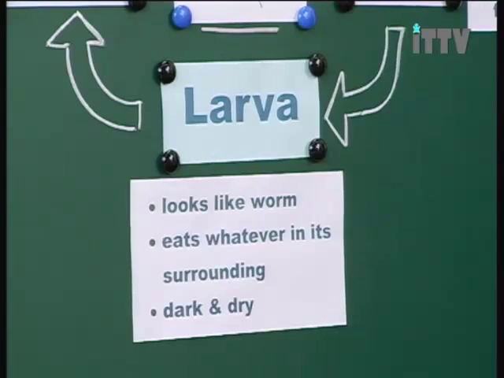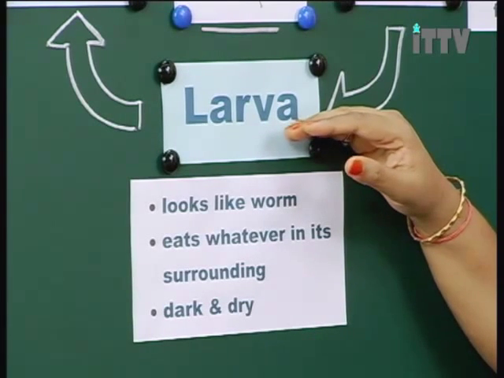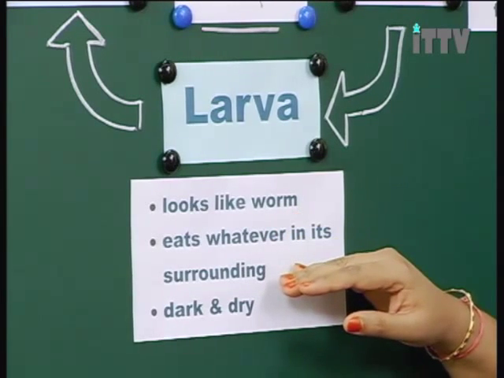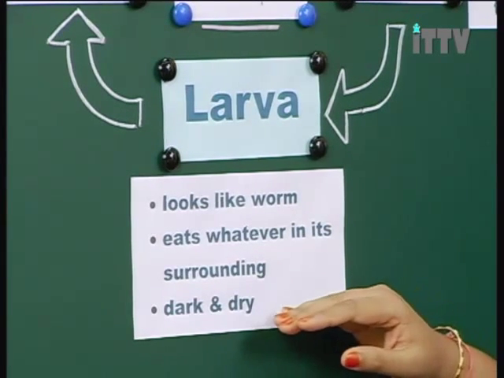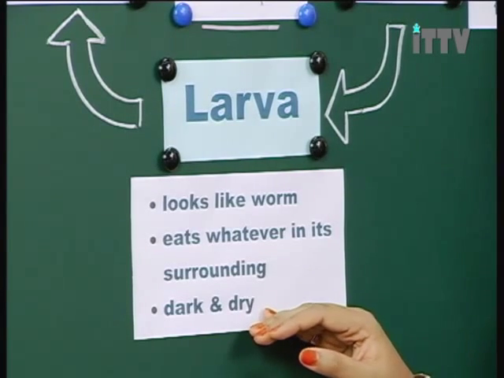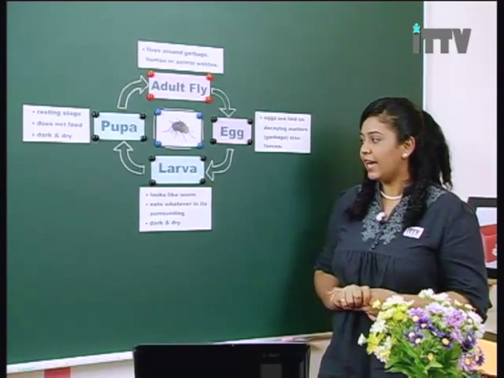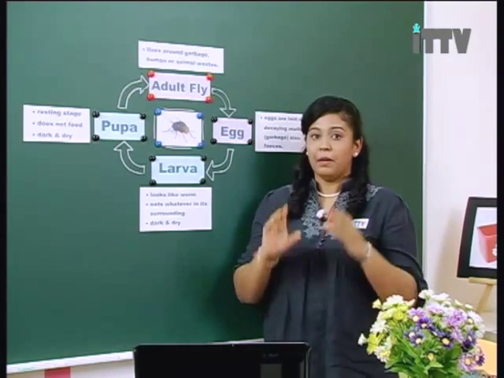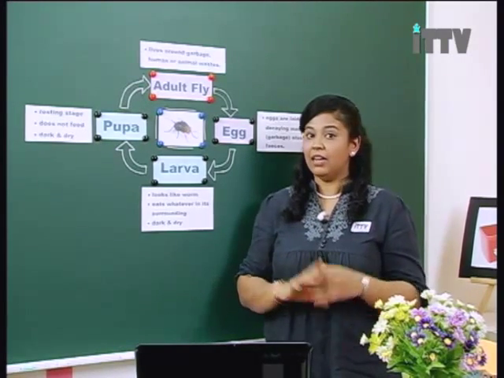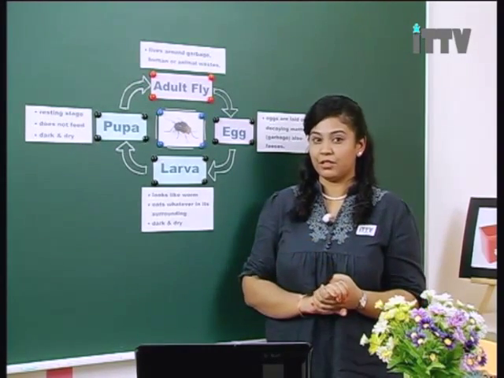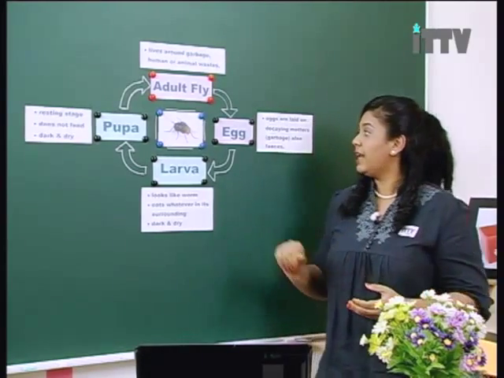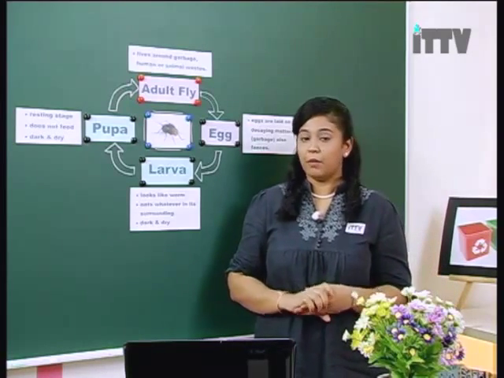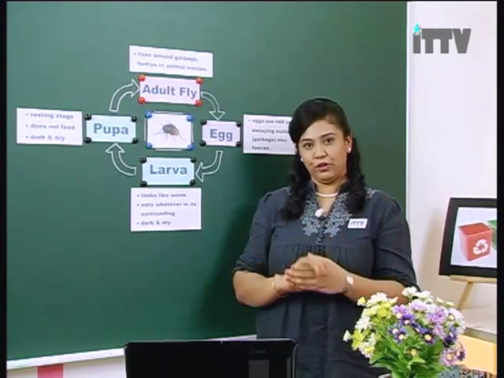Let's look at the board. So here is the larva, and where does it survive? Let's look at it. It looks like a worm. It eats whatever is in its surroundings, and it stays in a dark and dry place. So we understand that the larva will eat whatever is in its surroundings. That's why the fly lays its eggs in garbage where there are a lot of nutrients. Not only garbage, it also lays eggs in feces. We're talking about human or animal feces because they contain a lot of nutrients.